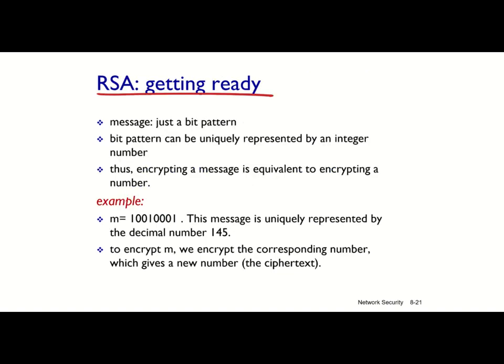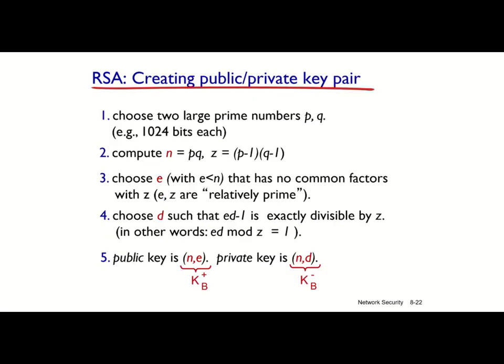In order to understand the RSA algorithm, you should know that every message, every plain text, can be considered as a bit pattern, which can also be represented by an integer number. So, for example, if you have 1001001 as the message, that's the binary representation of number 73. In RSA, the public and private keys are an ordered pair of numbers.